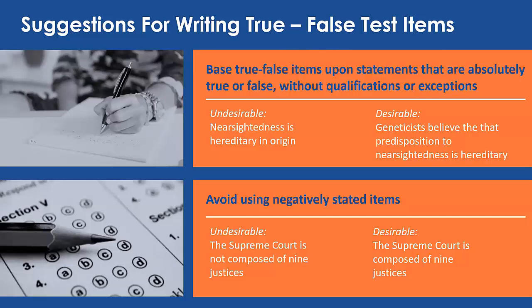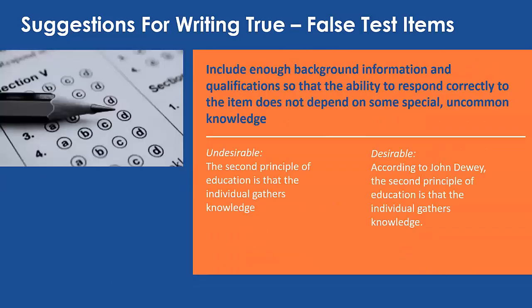Right. All right, the next one says, include enough background information and qualifications so the ability to respond correctly doesn't depend on some special uncommon knowledge. So as you can see from the example, you're basically establishing context under which they need to make their decision, whether it's true or false. There are, for lack of a better word, a crap ton of principles that are second in education. So, according to John Dewey, it focuses the student's brain power in the direction it needs to go in.